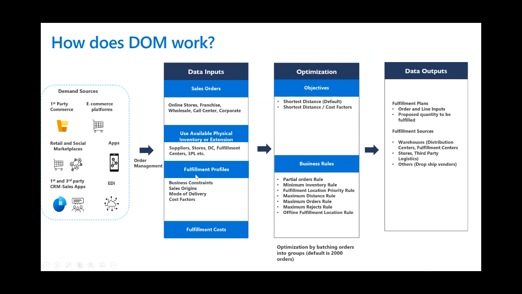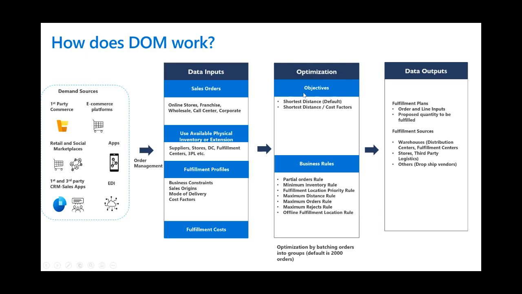As I said, some of them might want to save cost and some of them focus on customer satisfaction. So once we have the input data in form of sales order, in form of fulfillment profiles as a setup, then comes the DOM optimization part. When the DOM optimization part kicks in, it optimizes the order from a delivery perspective. It basically chooses what are the right set of warehouses or stores that should fulfill the sales order.